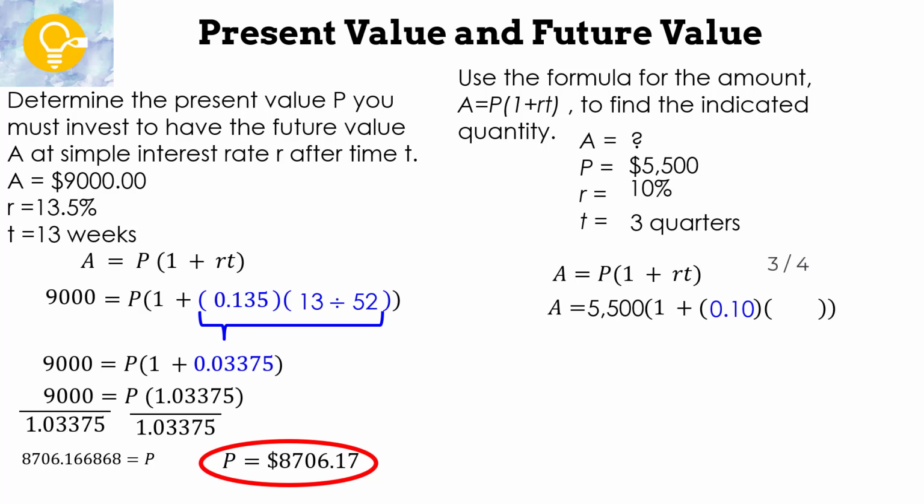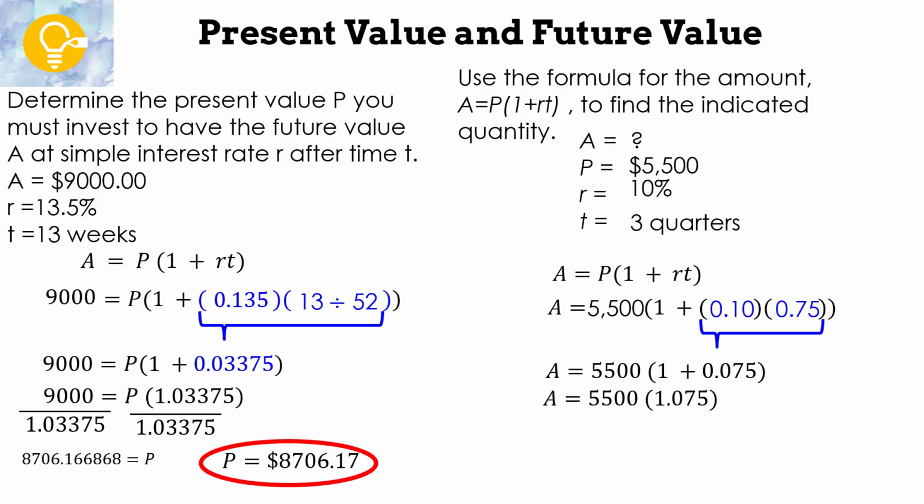When I think about quarters, I think about, well, how many quarters are in a dollar? 4. So to figure out the time for a year, we just take 3 divided by 4, or 0.75. We're going to multiply. I recommend doing this first. And then we're going to add. We're going to multiply 5,500 times 1.075, and that gives us $5,912.50. Yep, you're probably going to have to round.